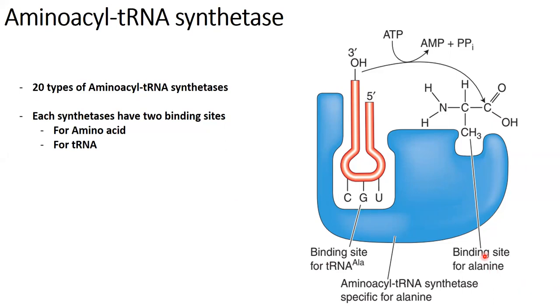An amino acid is attached at the free 3' end of its transfer RNA here. The amino acid alanine, for example, is shown in this example. The transfer RNA with an attached amino acid is said to be charged. I mean, when an amino acid is attached to the transfer RNA, this transfer RNA is called a charged transfer RNA.